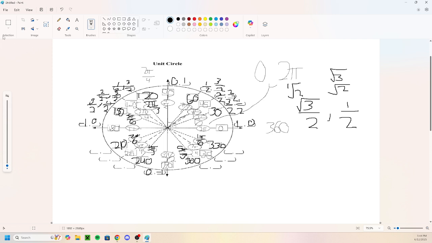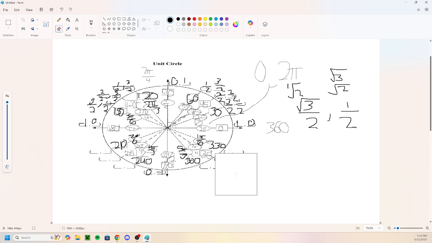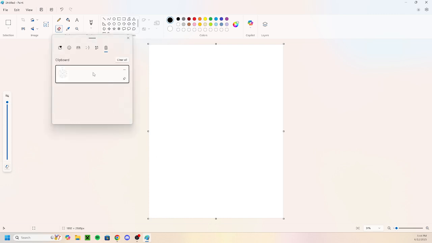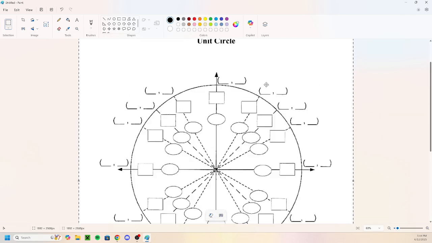I'm erasing all this because you can't read it. What the hell? Oh, brother. Hold on. I think I have another unit circle. Let me just. Is it this? Okay. Well, it's bigger. Now you can see. Okay.